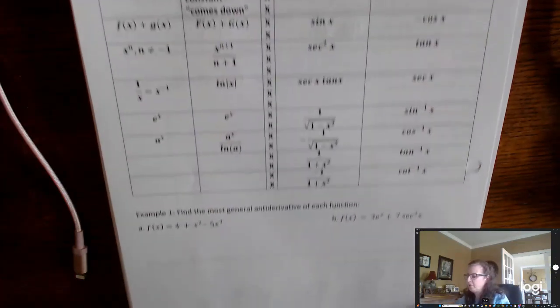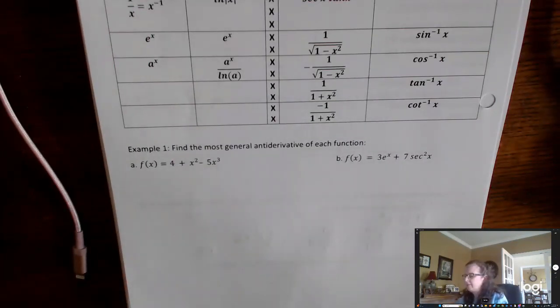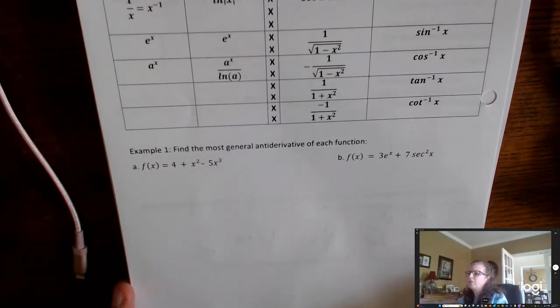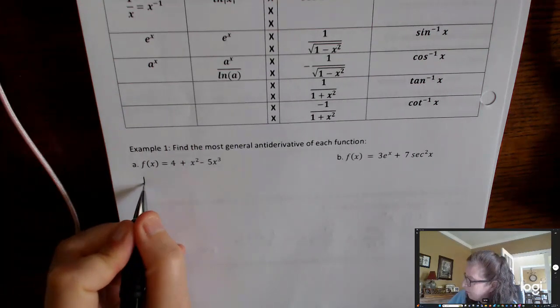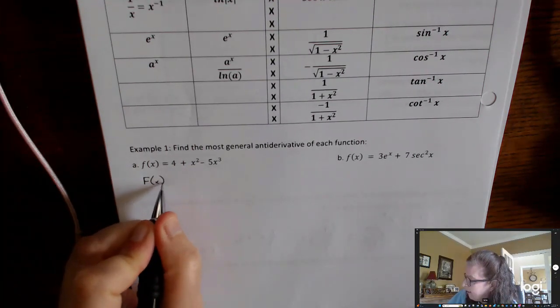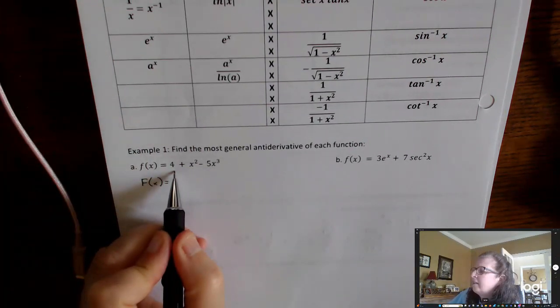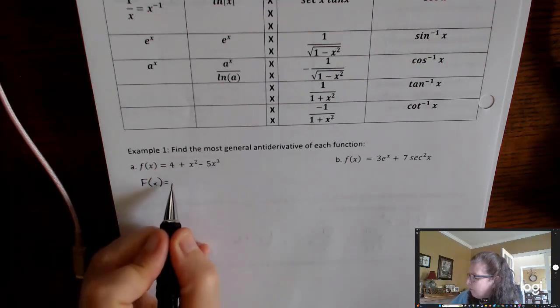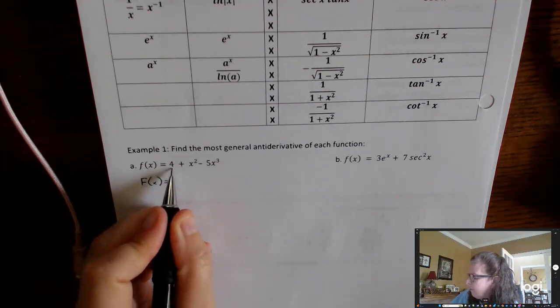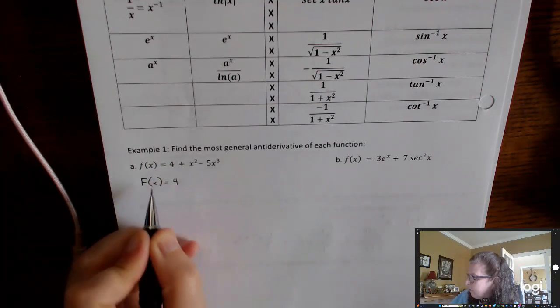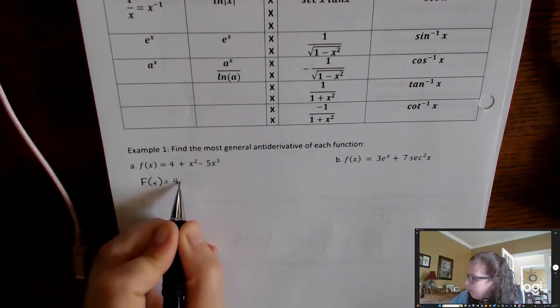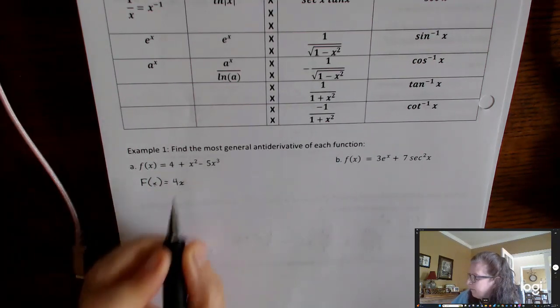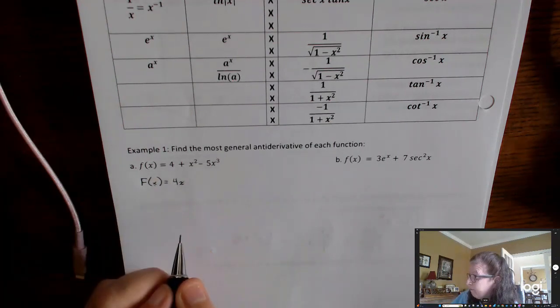Okay, so let's practice a few. It says find the most general antiderivative for each function. We're going to call the antiderivative big F of x. Now this is a constant, so there is x to the 0 power, so we can use the power rule here, but you might want to memorize that. If you have a constant, the antiderivative is just going to be that constant times whatever the variable is, for x. Because see, the derivative of 4x is 4.